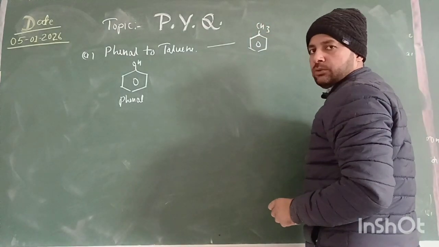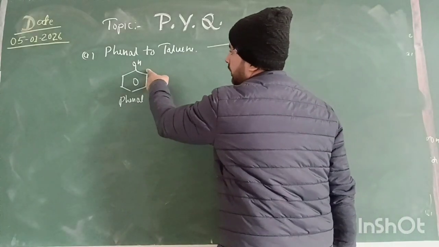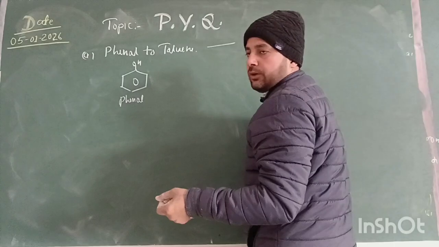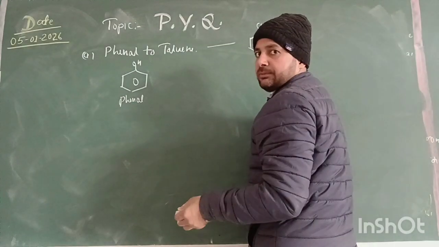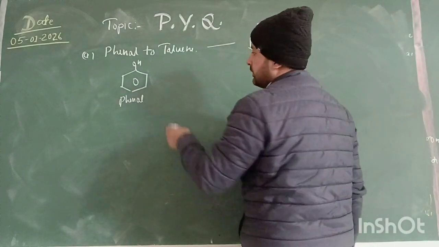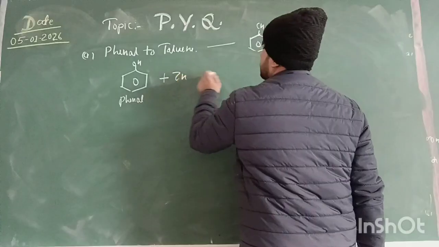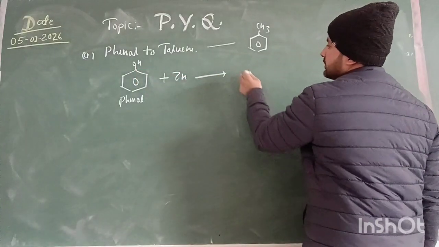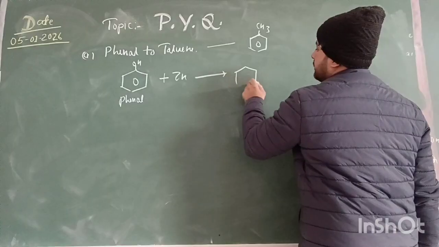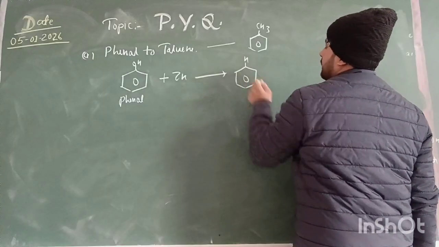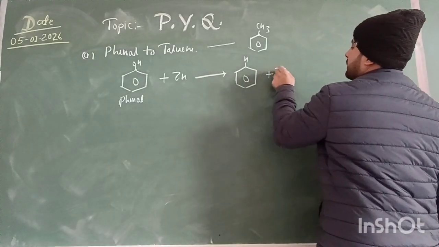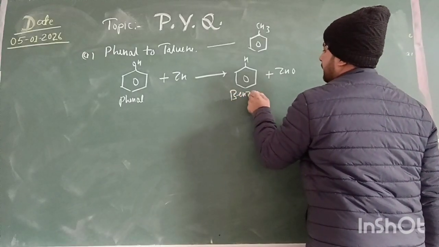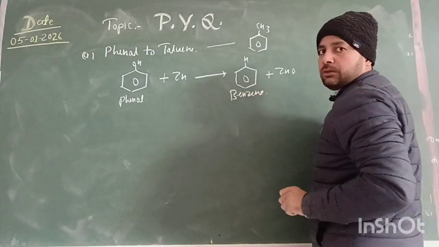So what will we do? We will first convert phenol into benzene. We can convert phenol into benzene just by reaction with zinc dust. So what will happen? Zinc will combine with oxygen, it will form zinc oxide, and there will be hydrogen only. Zinc oxide will be removed. This is called benzene.